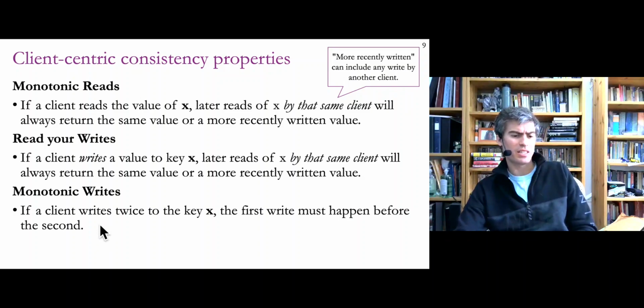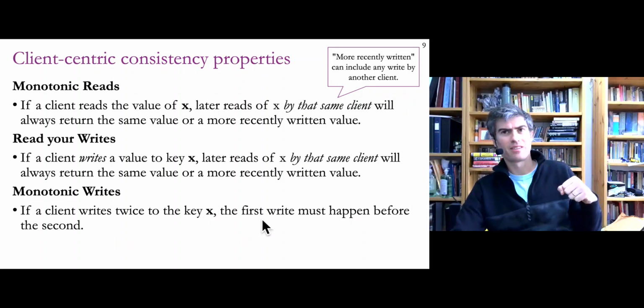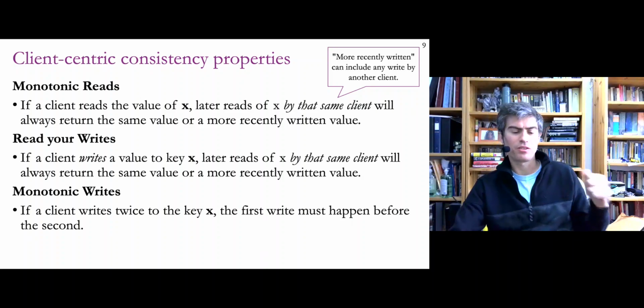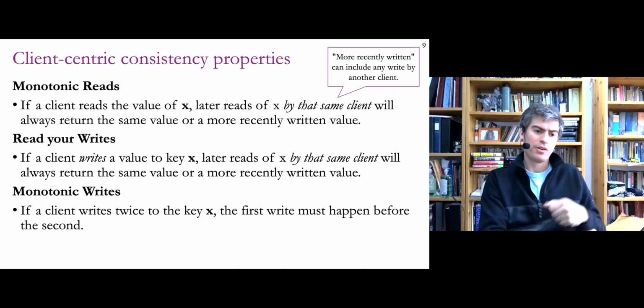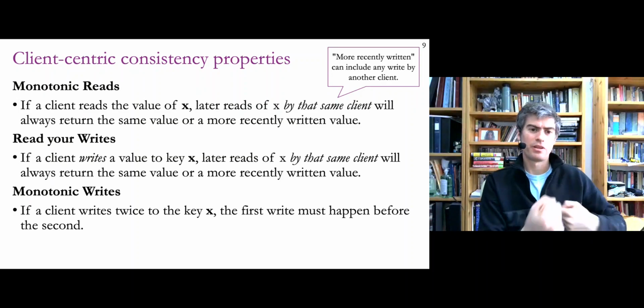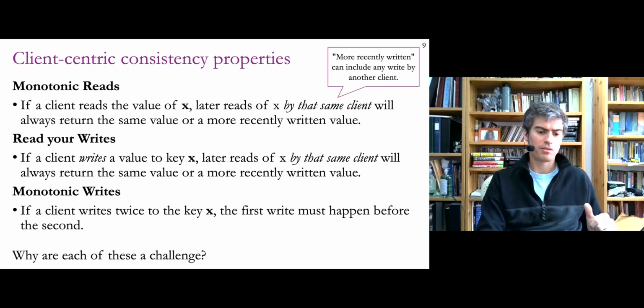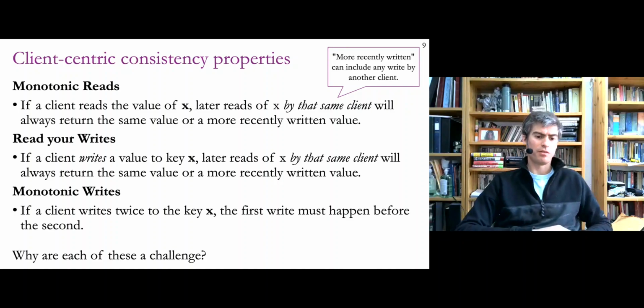Another one that is actually slightly different is called monotonic writes. This is if a client writes twice to a certain key, the first write must happen before the second. So if you do two writes in a certain order, you want the first one to happen before the second. You don't want it to be reordered. We'll come to that later on, why it's not totally necessary compared to the others, but the first two are definitely important.